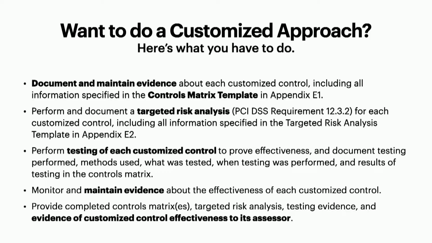So what if you want to do a customized approach? Customized approach sounds great. You can't meet the direct control, I have this new innovative product. It's a little bit of work to actually get to that. First off, you have to fill out a control matrix template, which is basically outlining what you're accomplishing with this control, and the testing requirements and plan that you have with it.